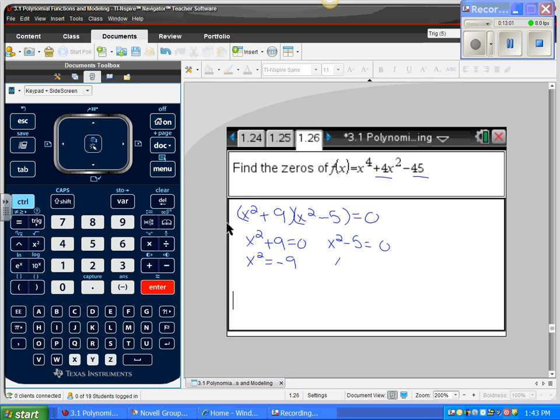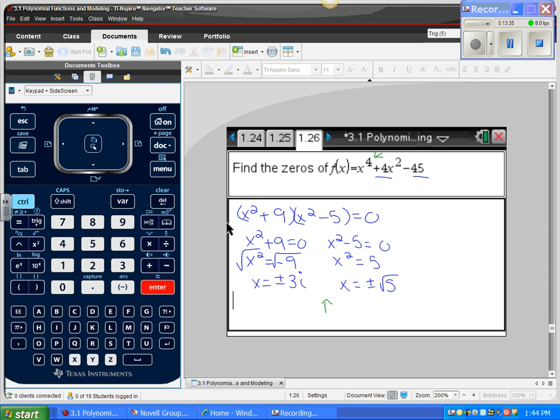Subtract that 9, add the 5, square root, and we get plus and minus 3i. Okay, hopefully you remember that. X equals plus and minus the square root of 5. So we actually have 4 solutions here, okay? And I want you to take note of something. 4 solutions here. The degree of the polynomial is 4. You should have the same number of solutions as you do the degree of the polynomial, okay?